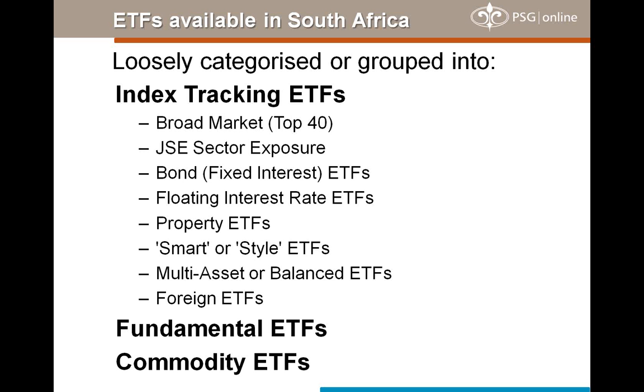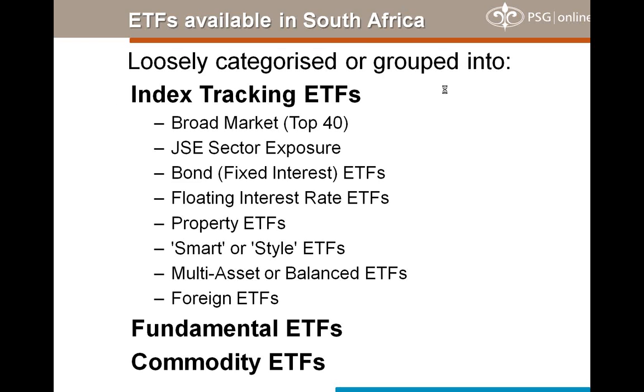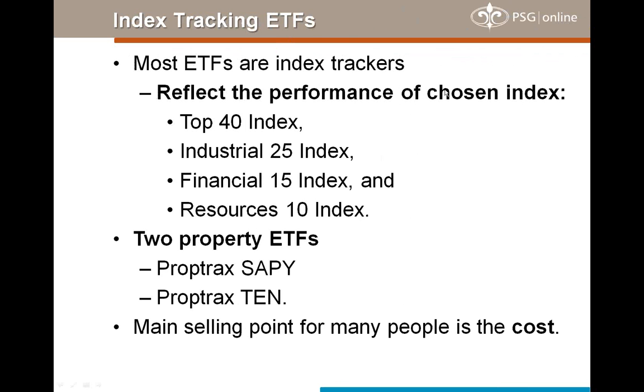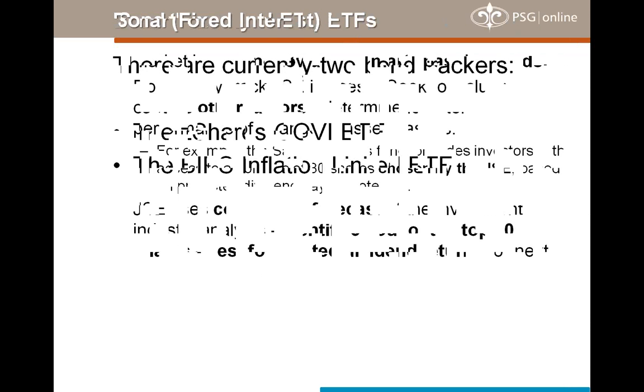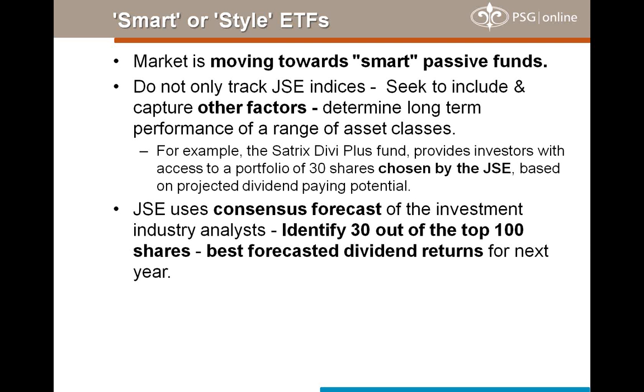Remember, there's more than 38 to choose from. So we're going to go through these very quickly, just explain what these things can do. Index tracking ETFs, as the word implies, track the index. So it reflects the performance of an underlying index, such as the top 40 index, or the industrial 25, financial 15, and so it goes on. There's two property ETFs. But the main selling point for most people is obviously the cost. So bond ETFs, as we would expect, obviously track the government bonds. We'll be going into more detail just now with them.